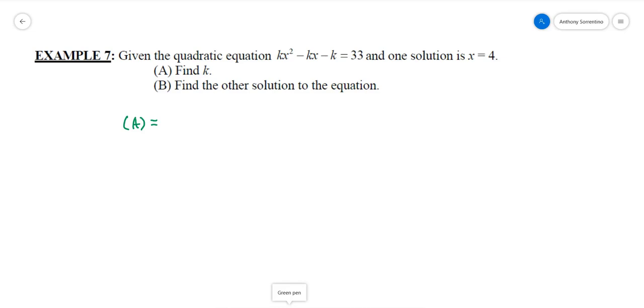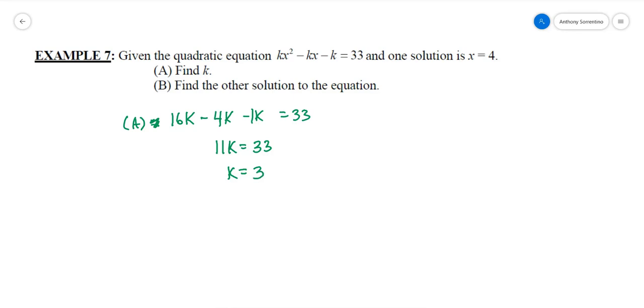I know that 4 is a solution, so I'm going to have 16k, that should be an equal sign here, 16k because 4 squared is 16, minus k times x, or it's going to be 4k because the x was 4, minus k equals 33. 16 minus 4 is 12. 12 minus 1 is 11. So I have 11k equaling 33. So k is going to equal 3.